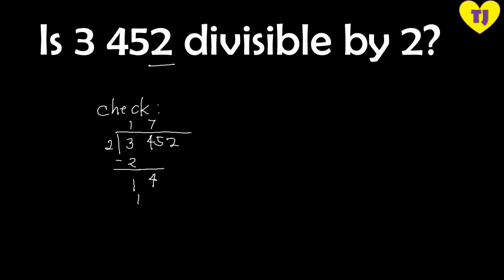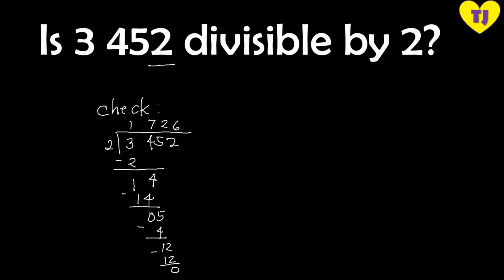7 times 2, that's 14. And then we need to subtract. This is a 0. So we bring down the next number, which is 5. So 5 divided by 2, that's 2. 2 times 2, that's 4. We subtract. This is 1. We bring down the last digit, which is 2. So we've got 12 divided by 2, that's 6. 6 times 2, that's 12. So we subtract, that is 0. So again, we don't have a remainder because on our last part, we've got a 0. So automatically, this is divisible by 2.